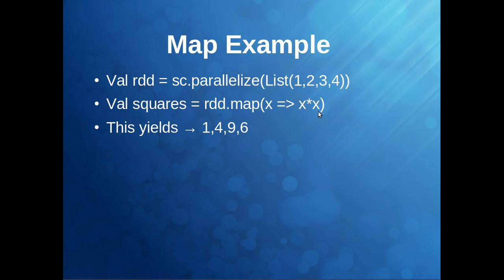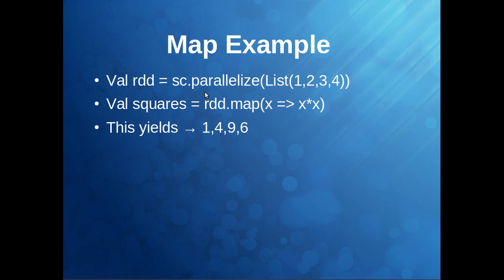x * x means we are going to multiply x by x on each element, meaning we calculate the square of each element. What will it finally yield? 1, 4, 9, 16. You started with this RDD, and now you have a squares RDD containing this set: 1, 4, 9, 16. That's how you perform one-to-one operations on each element, so we chose the map transformation. That's the map example.